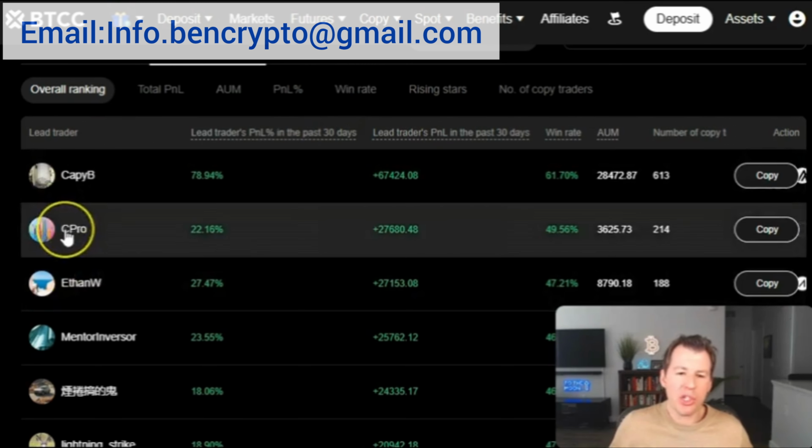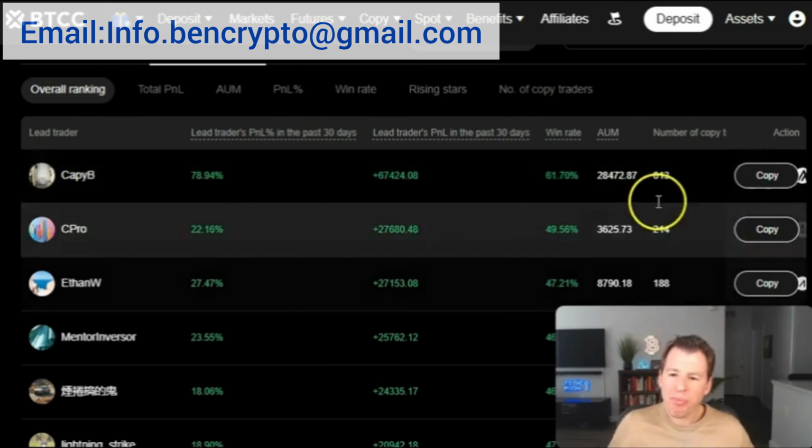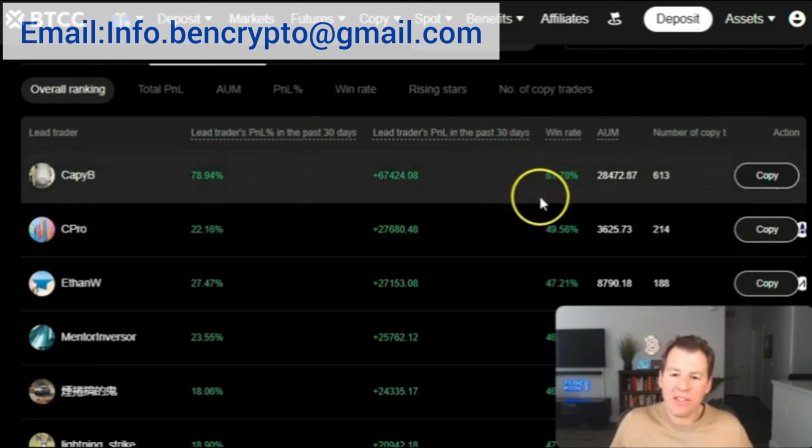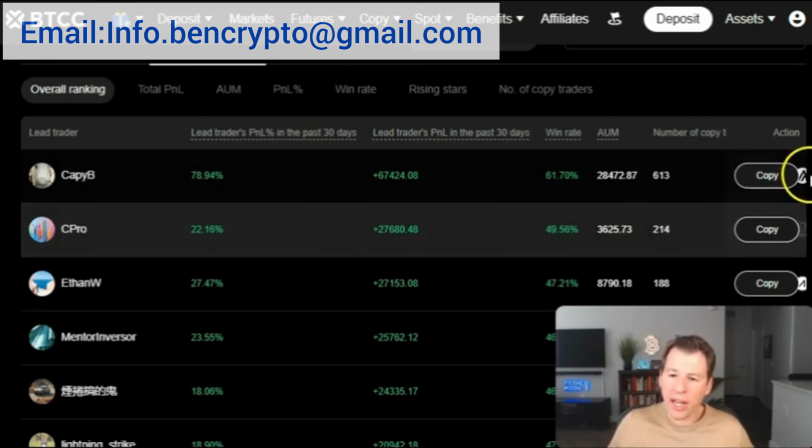So let's check out trader number 2 here, CP Pro. His portfolio is up 22% in the last month. Decent, not unbelievable. 49% win rate. I'm fine with that as long as a couple of these wins are 5, 10, 20x. Then you do not need to be above 50%. This is not blackjack or war we're playing.